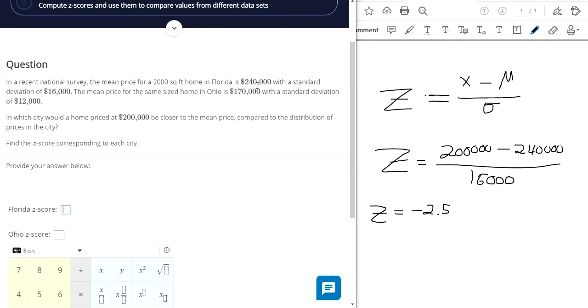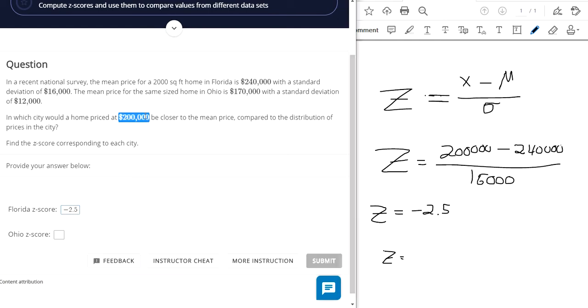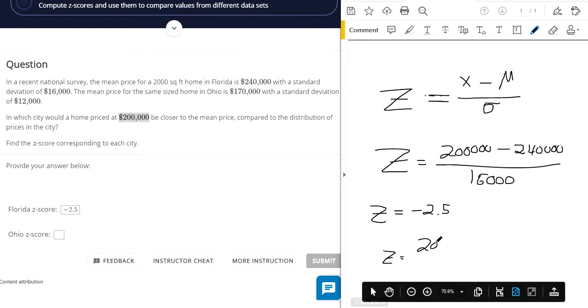Oh, so that's for Florida. Sorry, I've done Florida so far. So you just got to do the same thing again for Ohio. The Ohio z-score, you plug everything in where it's supposed to go. $200,000 is the number we're trying to calculate a z-score for again, but we're trying to calculate a z-score for Ohio now.